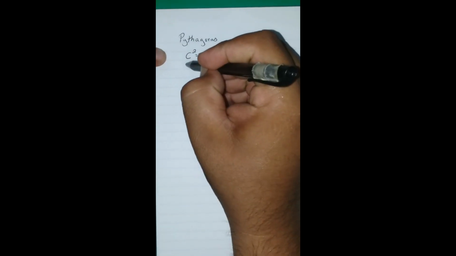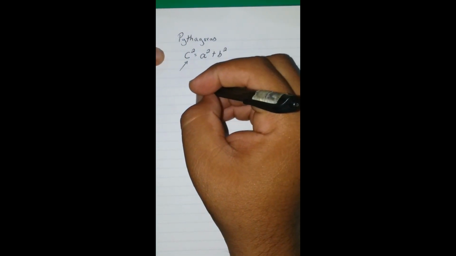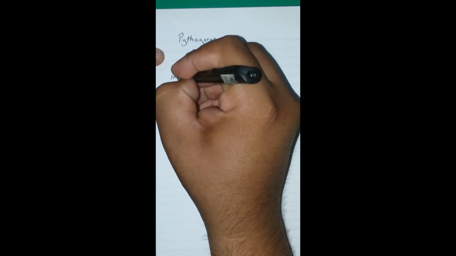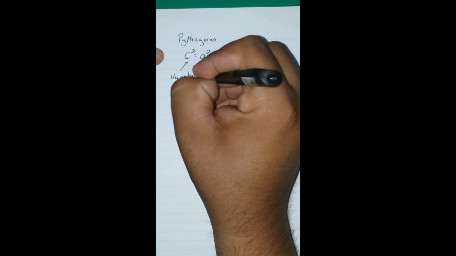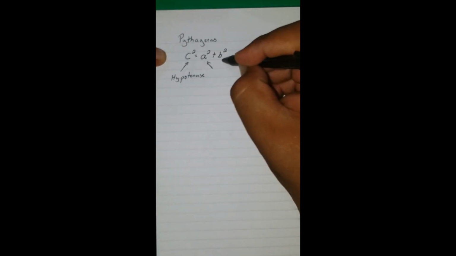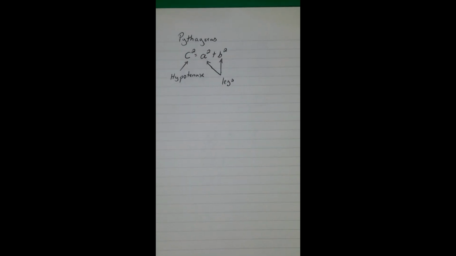Like I said, Pythagoras is c squared equals a squared plus b squared, where c is the hypotenuse, right? And then a and b are the legs. Now you might be asking yourself, what am I saying with hypotenuse and legs?